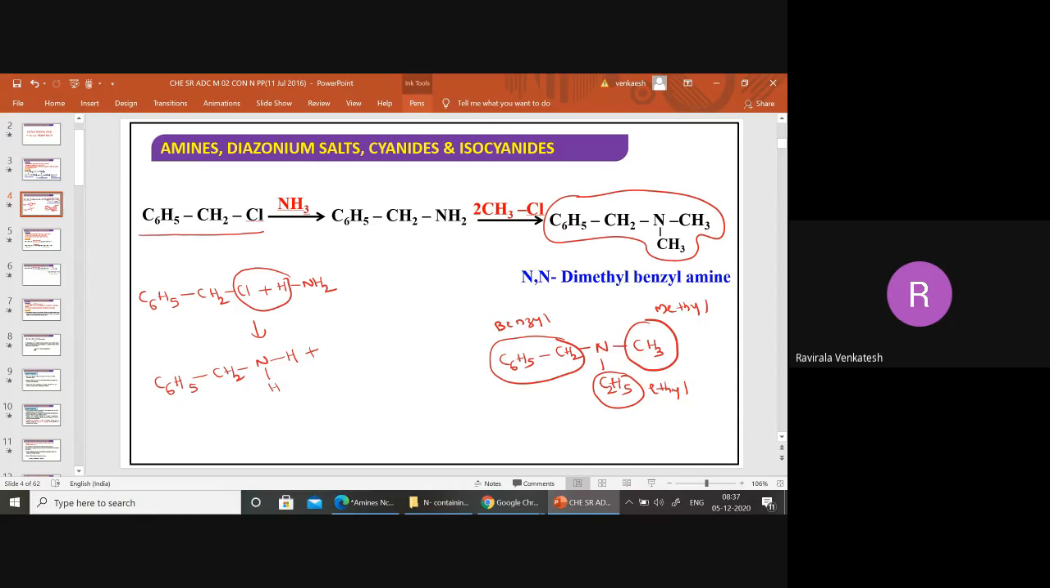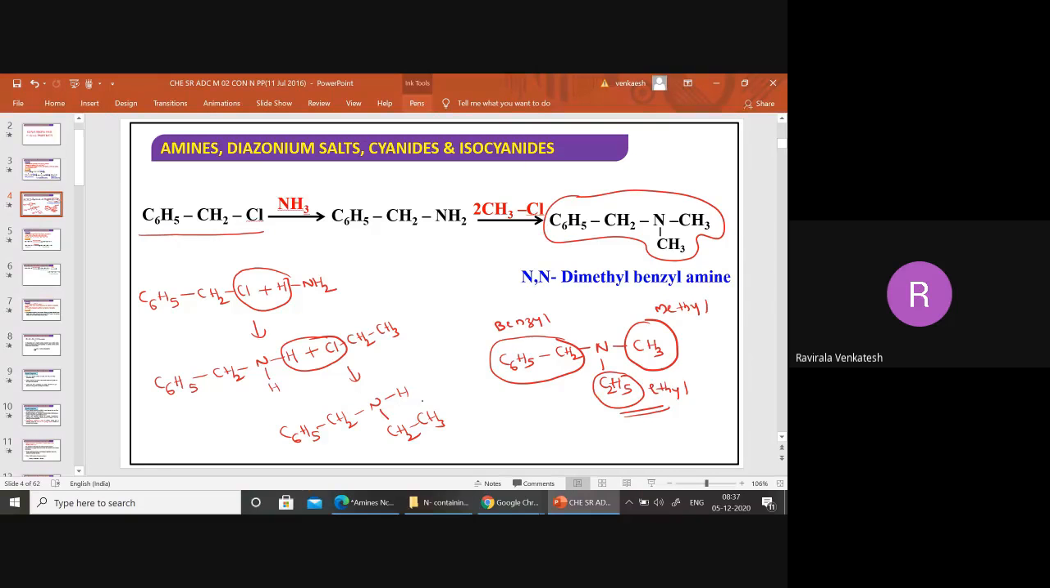I want to add ethyl. What do I have to take here? CH3, CH2, X, that is CH3, CH2, Cl, or bromine or iodine, anything you can take. HCl is removed here. Now I got C6H5, CH2, NH, and this part, CH2, CH3, I'm writing down.